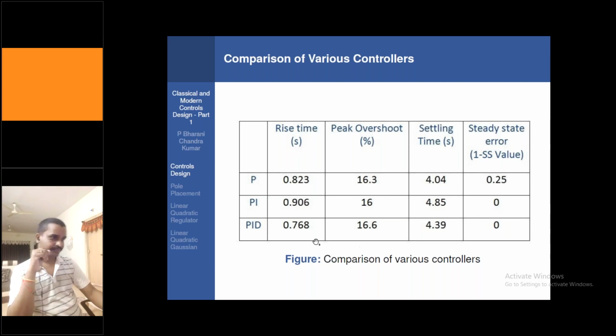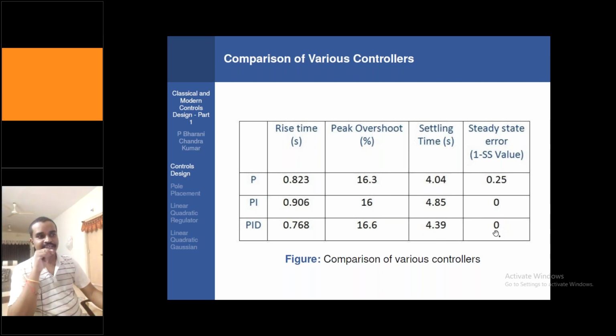That is also good. And I have designed a PID controller. So you can see that the good thing about that, the rise time is the least. But there is a very slight marginal increment in the overshoot as compared to these two. You can see that. And settling time is also fine. There is not much variation. It is in between these two, and the steady state error is zero.